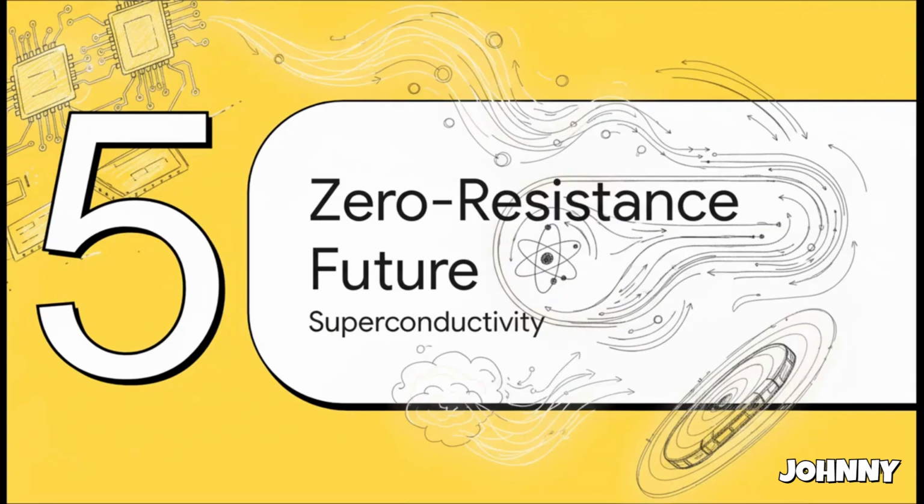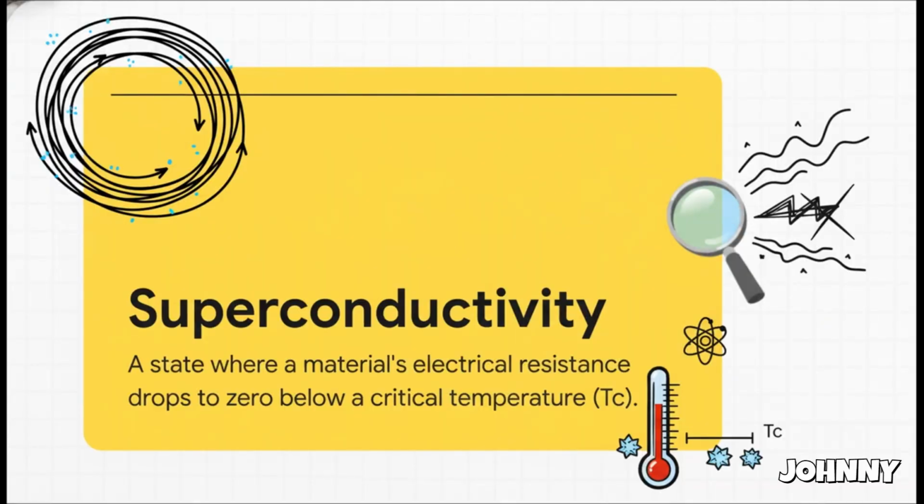Okay, so from semiconductors, we've basically built the present. But there's an even weirder quantum phenomenon that points toward the future, superconductivity. It's a property of matter that could totally revolutionize technology as we know it. So what is it? Superconductivity is the state where a material's electrical resistance drops, and not just low, it drops to exactly zero. This happens when you cool the material below a very specific critical temperature. It means electricity can flow through a superconducting loop forever without losing a single bit of energy as heat.